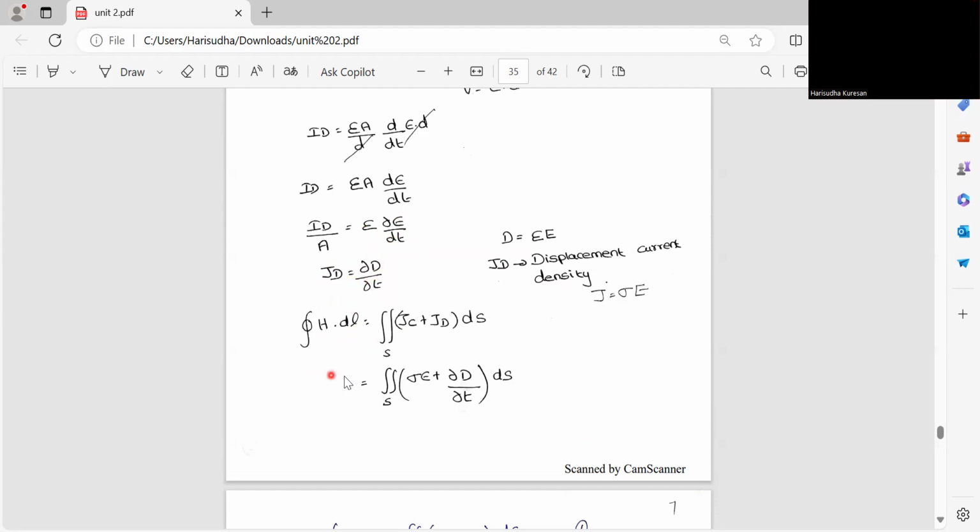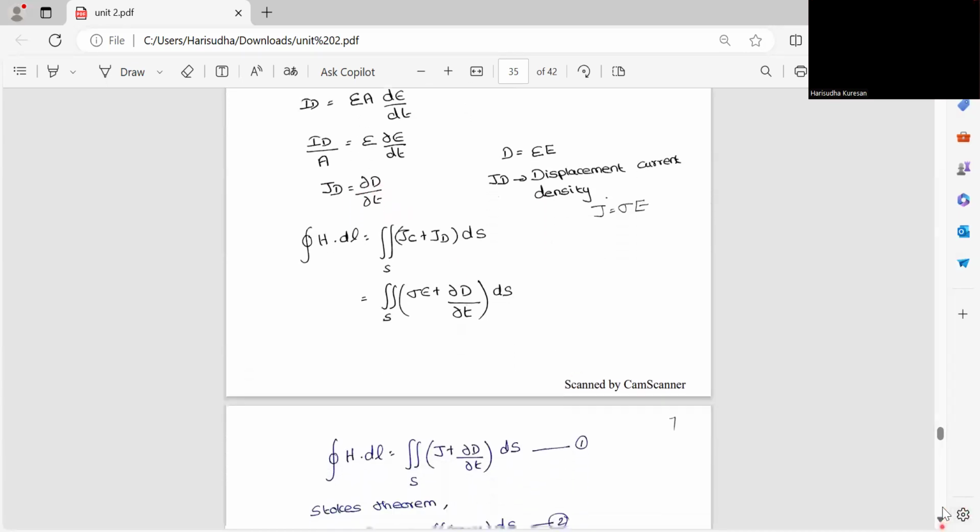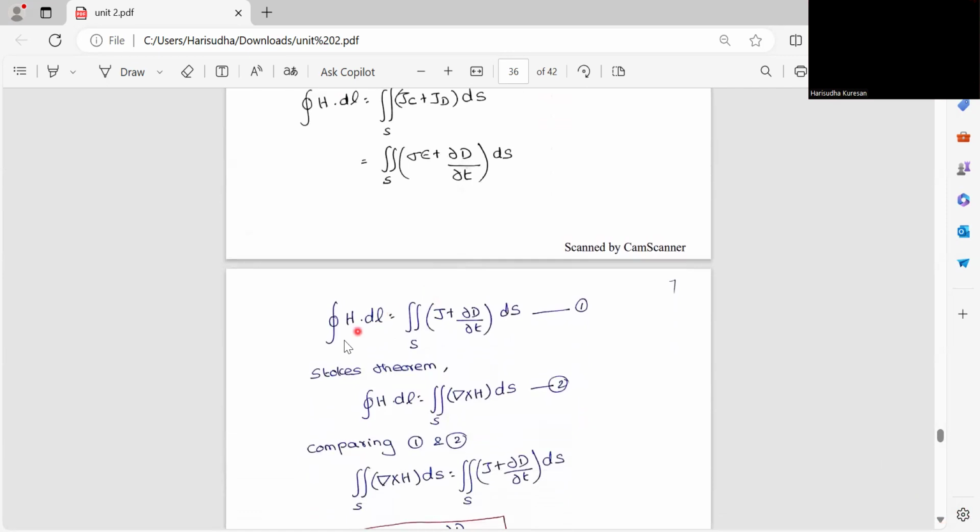Now we know that H dot dl, nothing but the closed loop, in a closed loop, the magnetic flux density will be equal to conduction current plus the displacement current. So conduction current, we have found the value as sigma E, and the displacement current right now we have found the value as dou D by dou T, and the integration with respect to S. Therefore, H dot dl is equal to surface integral of J plus dou D by dou T into ds.